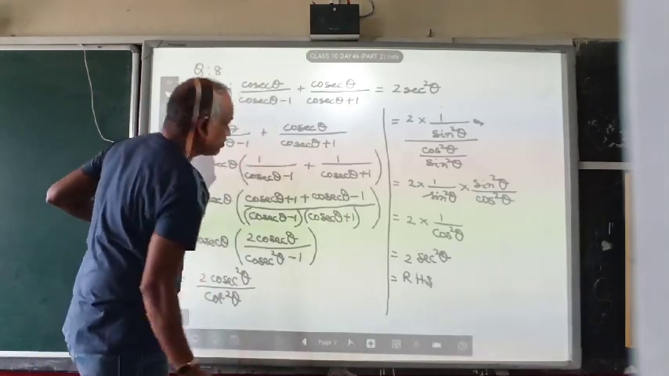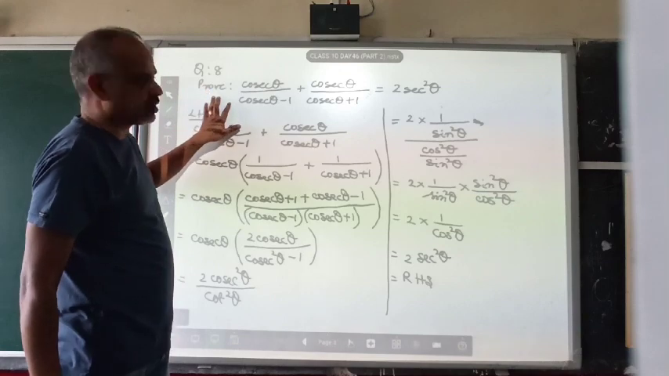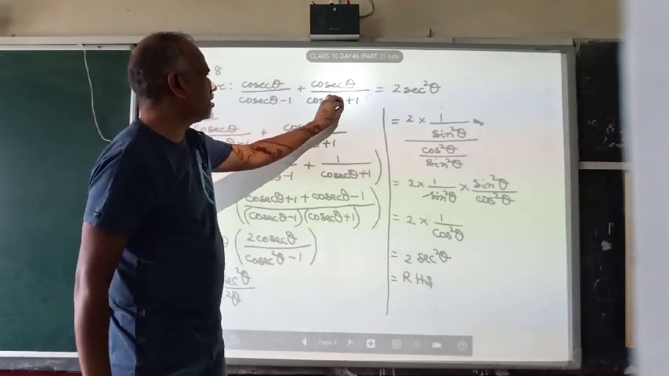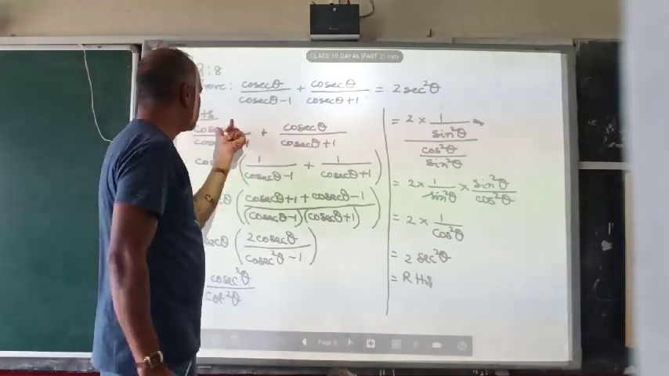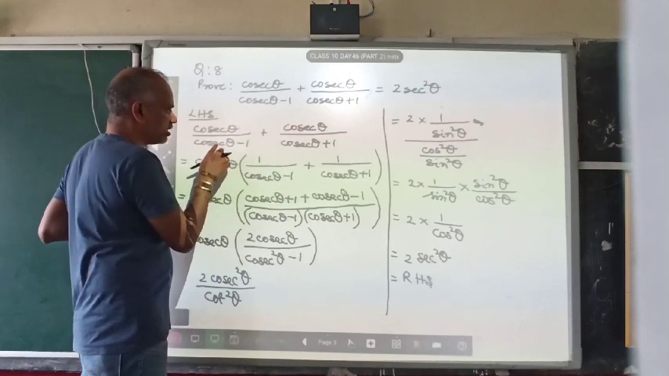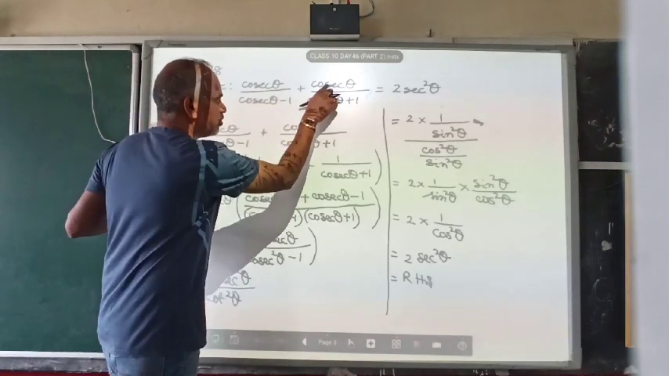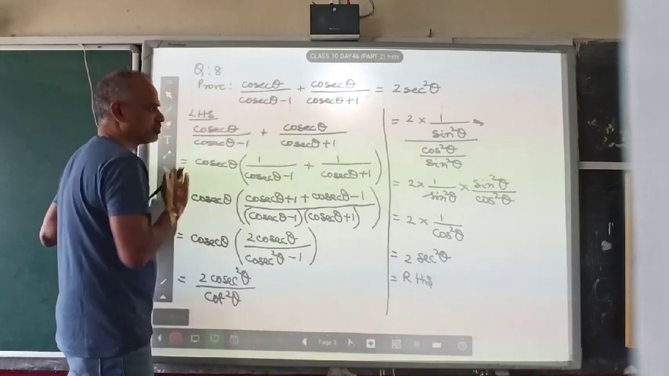Next. This is the third question. Again proving. This is your left hand side is equal to right hand side is here. So we will start with the left hand side. The left hand side is cosecant theta by cosecant theta minus 1 plus cosecant theta divided by cosecant theta plus 1. That's only the left hand side.